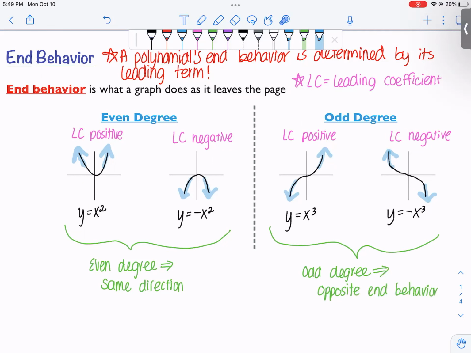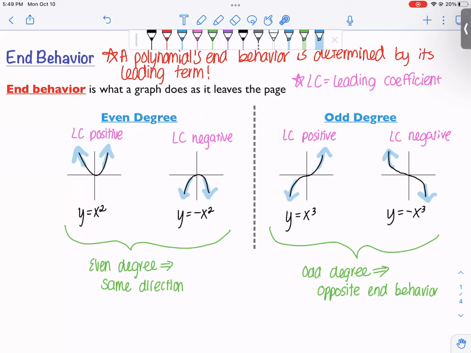Now, if you can remember that odd things do things differently, if you can remember that odd polynomials have end behavior that goes in different directions, and thusly even degree polynomials have end behavior that goes in the same direction, then it's just a matter of memorizing which of these two it is. So between these, notice that if the leading coefficient is positive, it's up on the left and the right. And if the leading coefficient is negative, it's down on the left and the right.